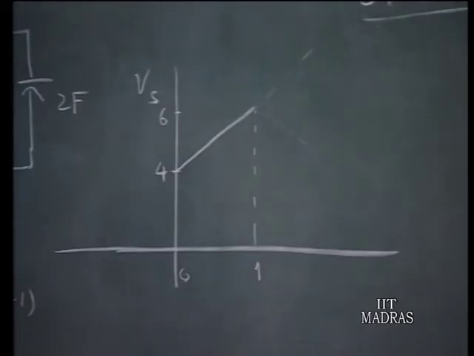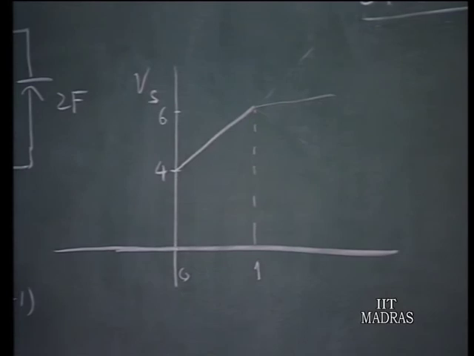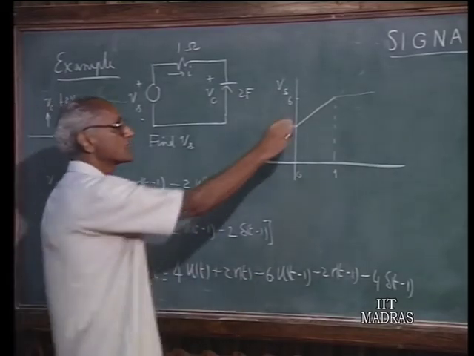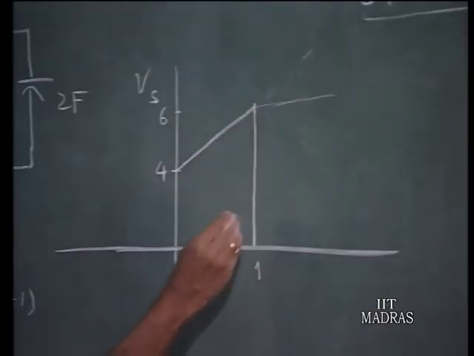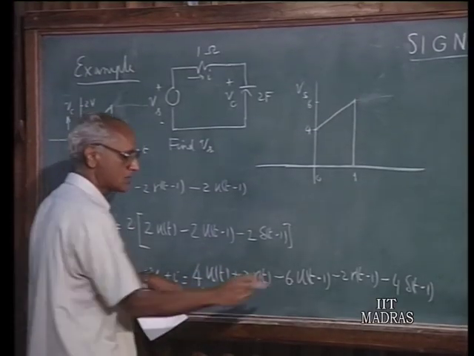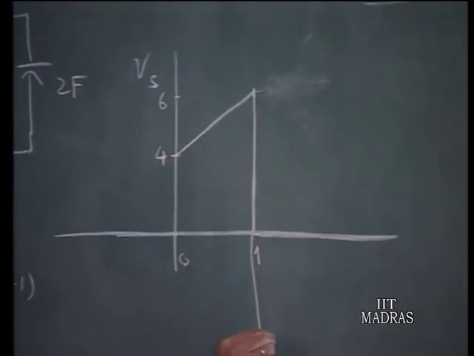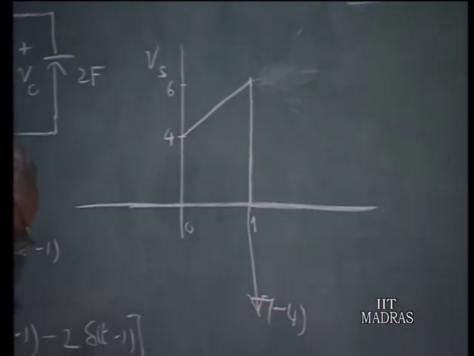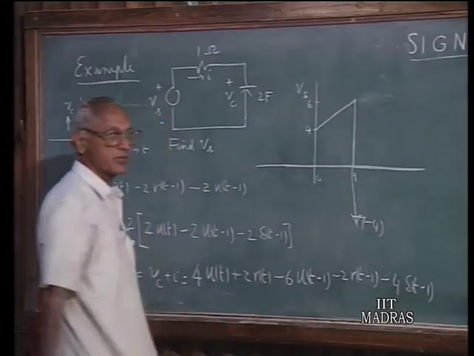That means, if you added this function it would have continued like this, but you also have a step of minus 6. So, instead of remaining constant here, this will come down here by 6 units. Therefore, the sum of these first 4 terms, 4u(t), 2r(t), 6u(t minus 1) and minus 2r(t minus 1), would have been just like this. This would have been the result, but we also have a delta function of minus 4 units here. So, in addition to this you have a delta function of minus 4 units. So, that would be the shape of the Vs curve. All this expression describes this particular waveform.